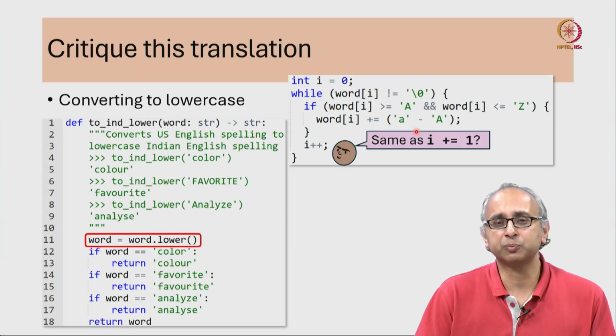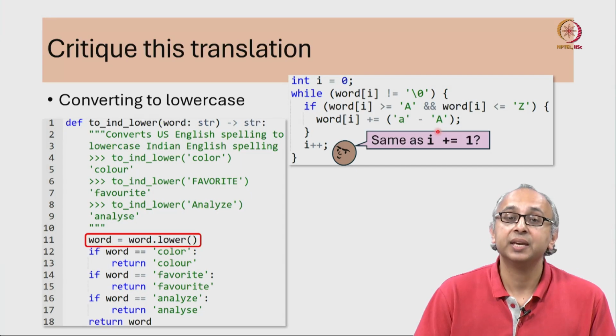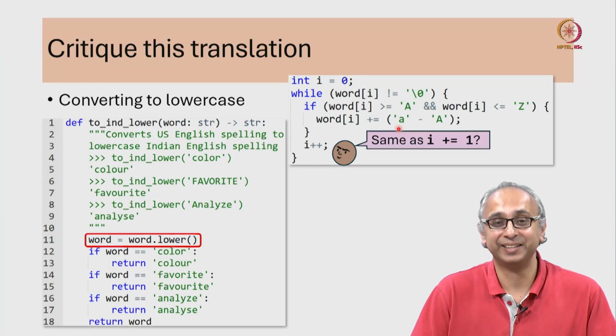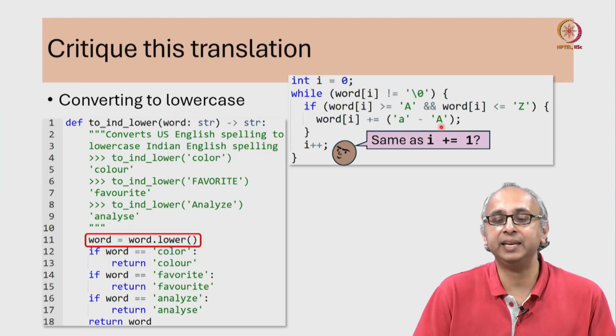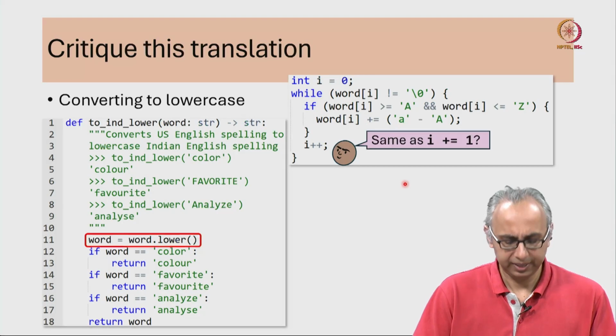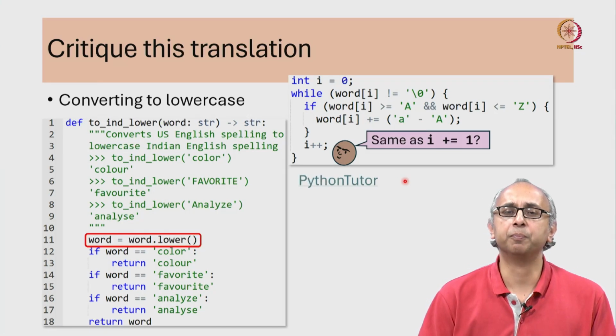And this kind of expression is something we have seen before. Essentially, we will remove the uppercaseness and add in the lowercaseness of that letter, and that will convert any uppercase letter into a lowercase letter. So this seems to be quite reasonable. Let's actually run this code on Python Tutor and see what happens.